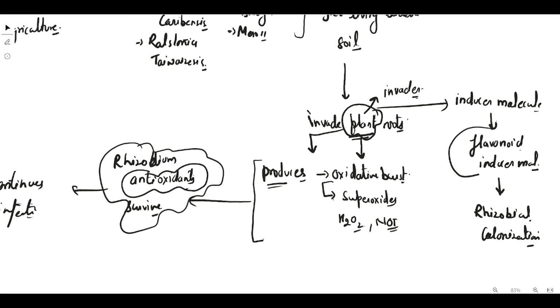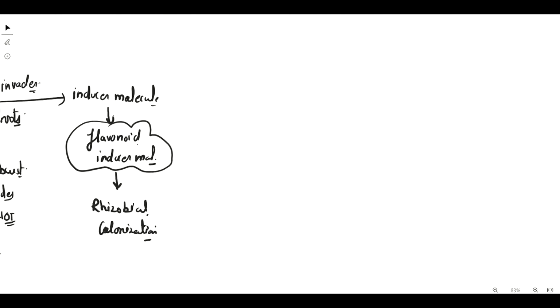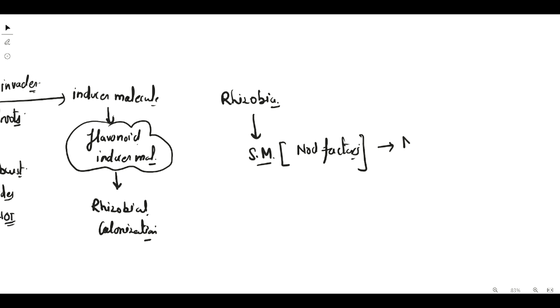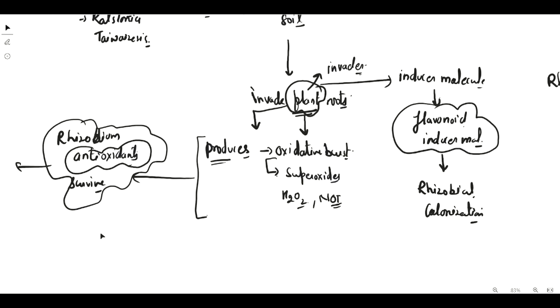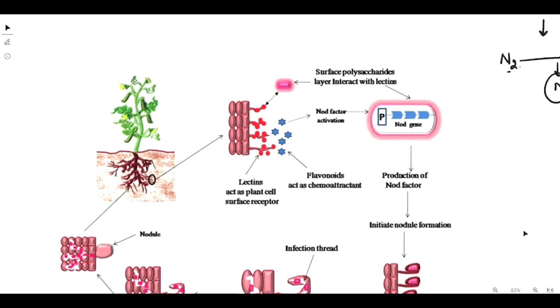When this inducer is produced from the plants, Rhizobia further produce a signaling molecule, known as nod factors. These nod factors are responsible for the formation of nodules in the plant roots. As you can see in the image, it becomes clear what is happening.